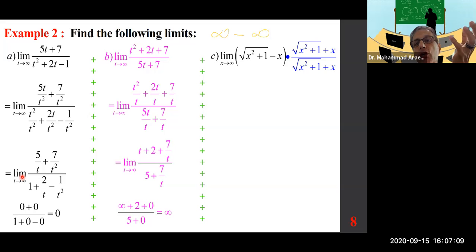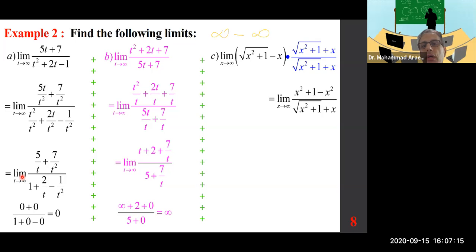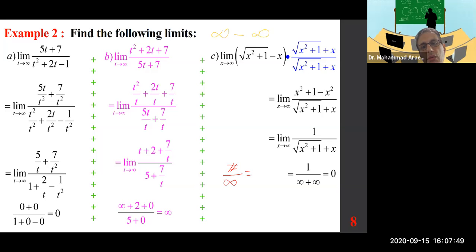So when you multiply, x squared plus 1 comes out. Now x squared and minus x squared cancel each other, and the numerator is 1. Now what is the denominator? Each one is infinity, and any number, no matter how large it is, divided by infinity or negative infinity becomes 0. Class, any number you divide by infinity, you get 0.